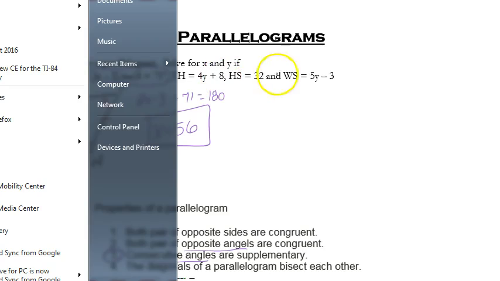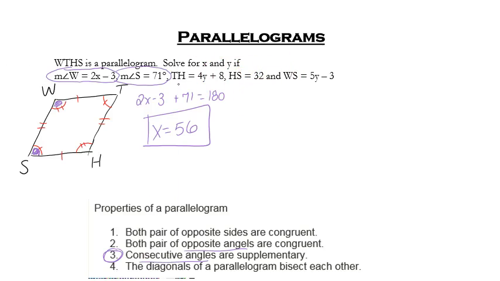The next set of information here is telling us that segment TH is 4y plus 8, so from T to H. Segment HS, this segment here, is 32, and segment WS, this segment here, is 5y minus 3. So this is all dealing with segments. This is the one that's kind of the oddball. We don't know anything about this segment. So all we know for a fact here is that segment TH and segment WS are congruent.